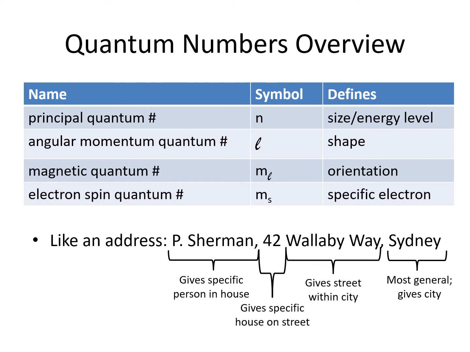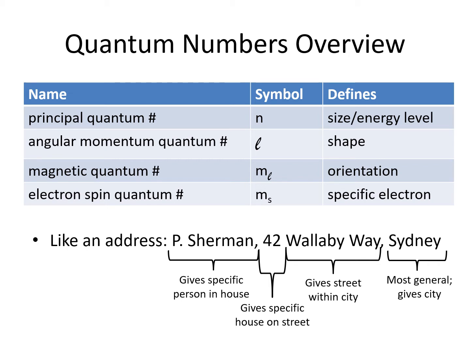The magnetic quantum number m sub L gives us the orientation of the orbital. This is even more specific, just like there are only certain house numbers on Wallaby Way, and this specific house is house number 42. Knowing n, L, and m sub L is sufficient to describe a particular orbital, just like knowing the address is 42 Wallaby Way, Sydney, is sufficient to find a particular house.